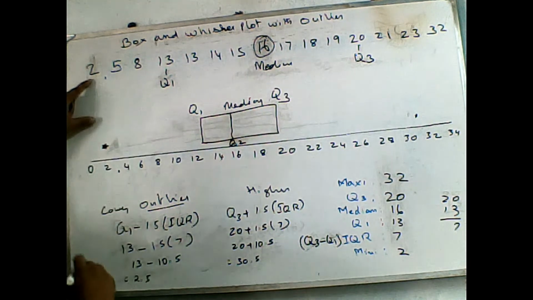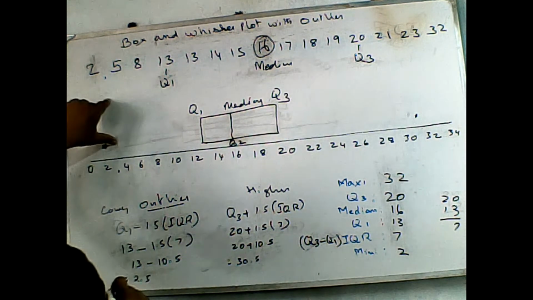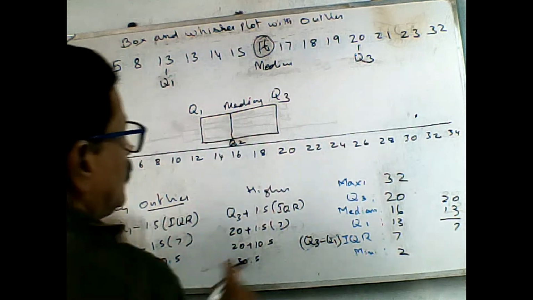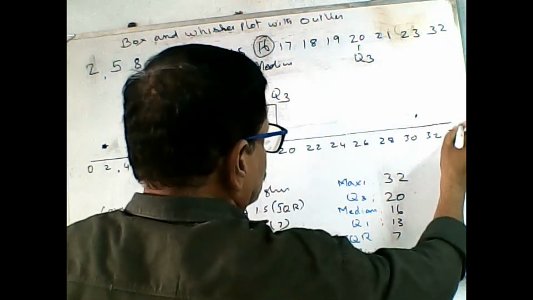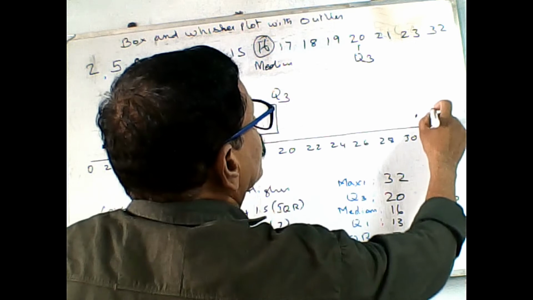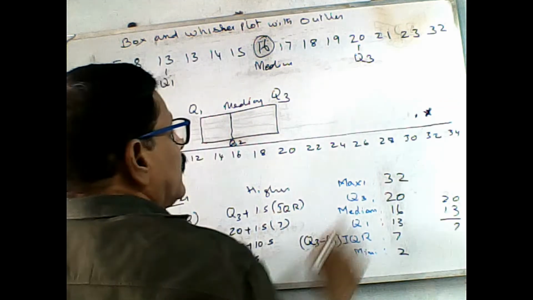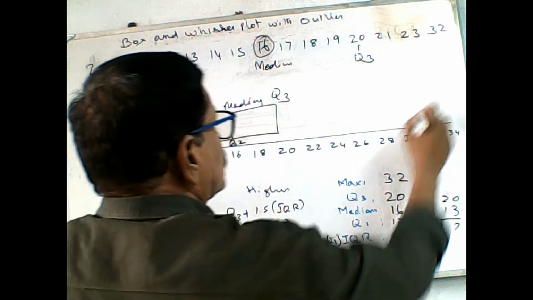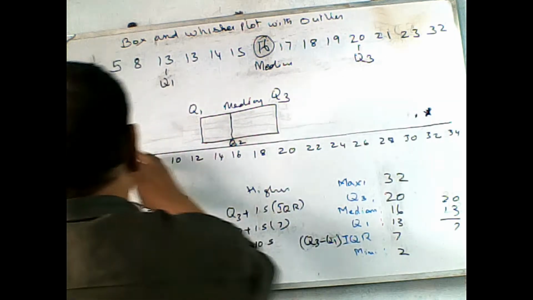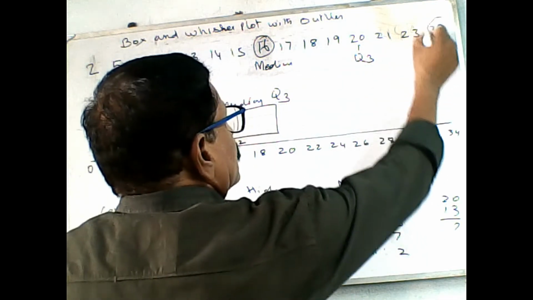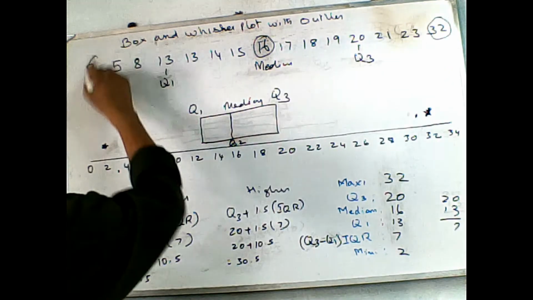The asterisk line: 2.5 is starting, you see, this outlier is before, so do not consider it. This is the higher unit, 32. This asterisk is the outlier. 2 is an outlier, and 32 is an outlier.